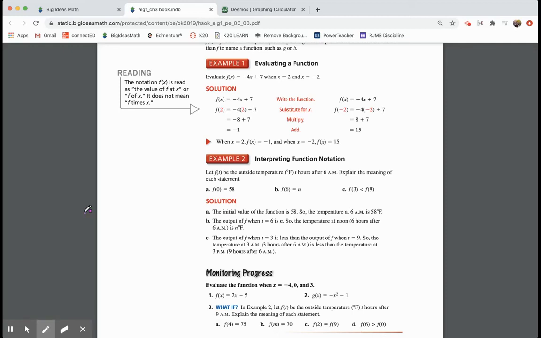Okay, this is lesson 3-3, function notation. The first thing we're going to start out with is evaluating a function in example 1. It says evaluate f of x equals negative 4x plus 7.